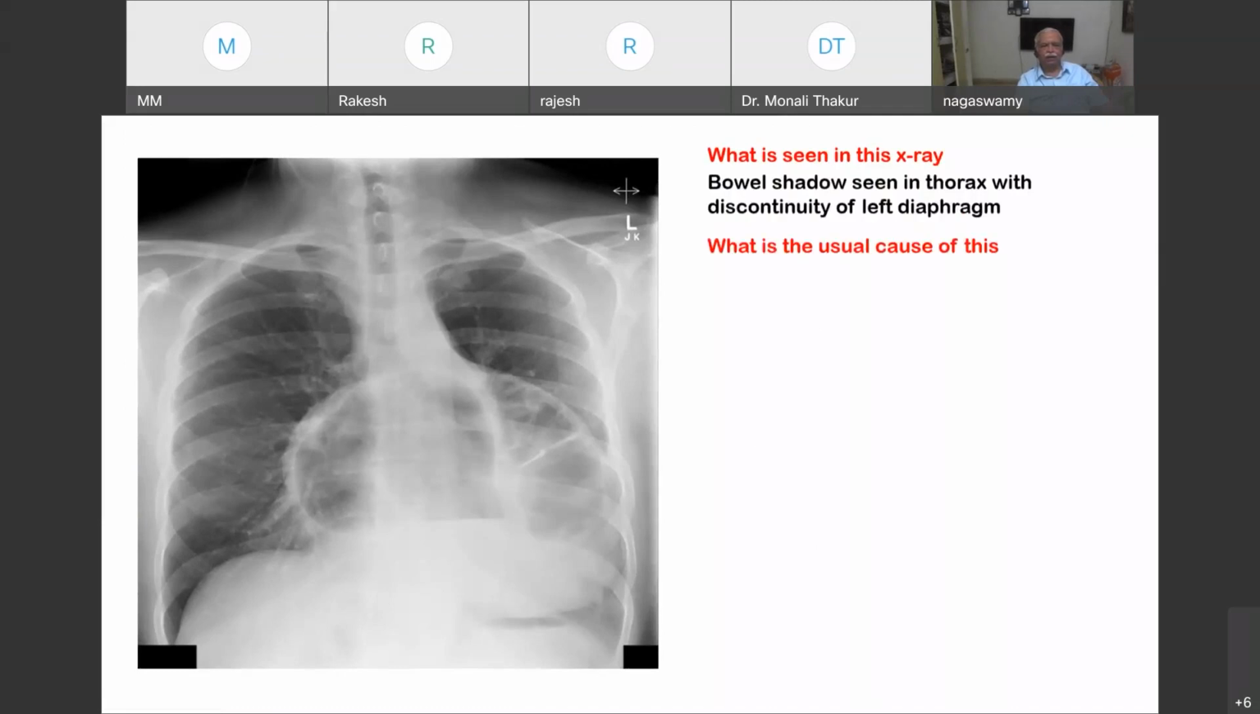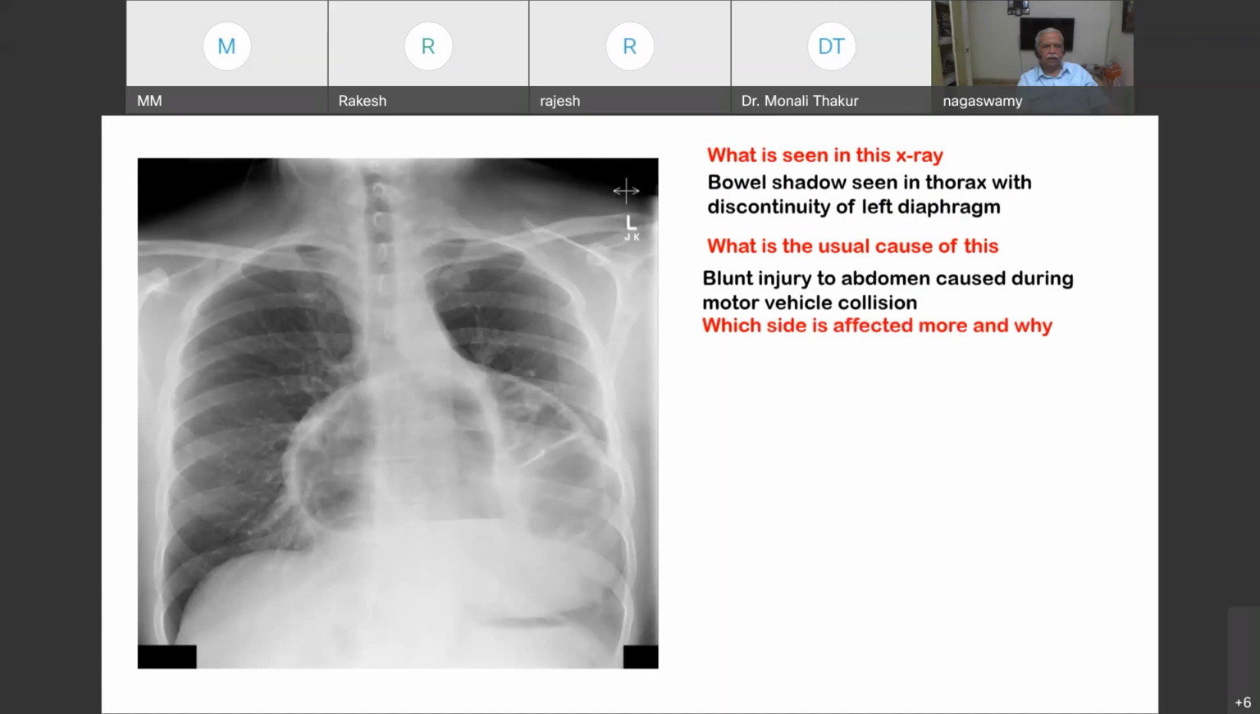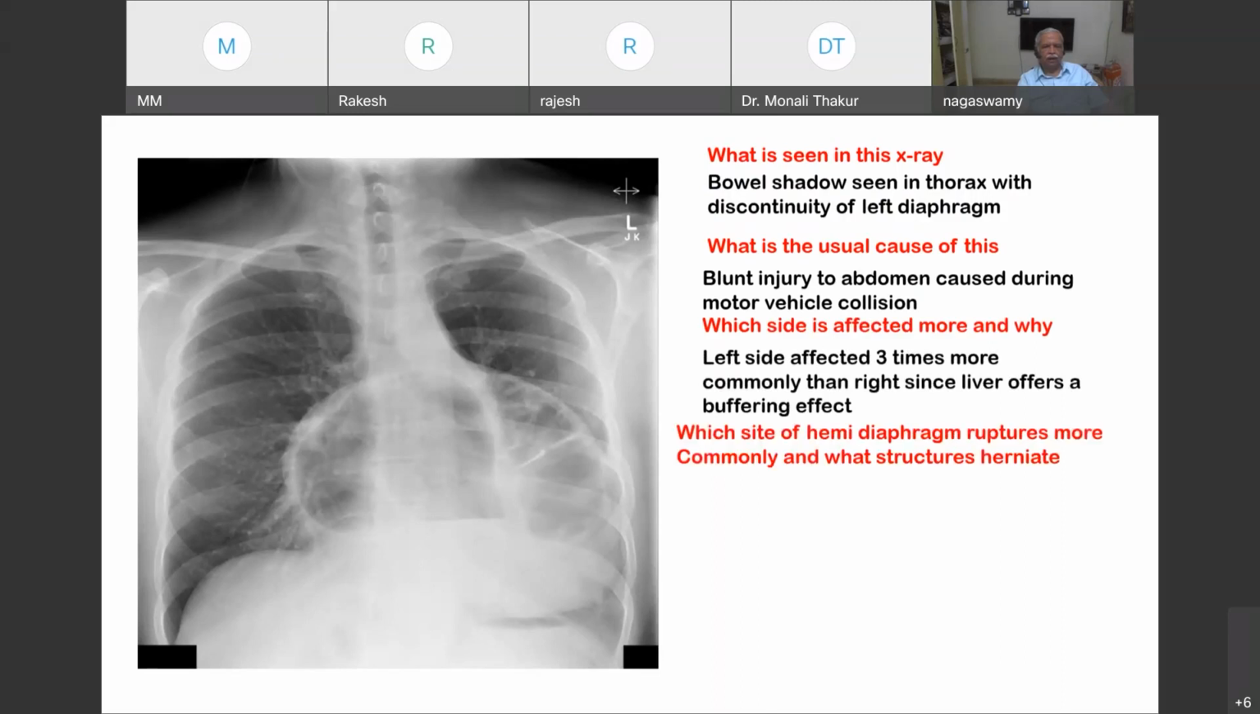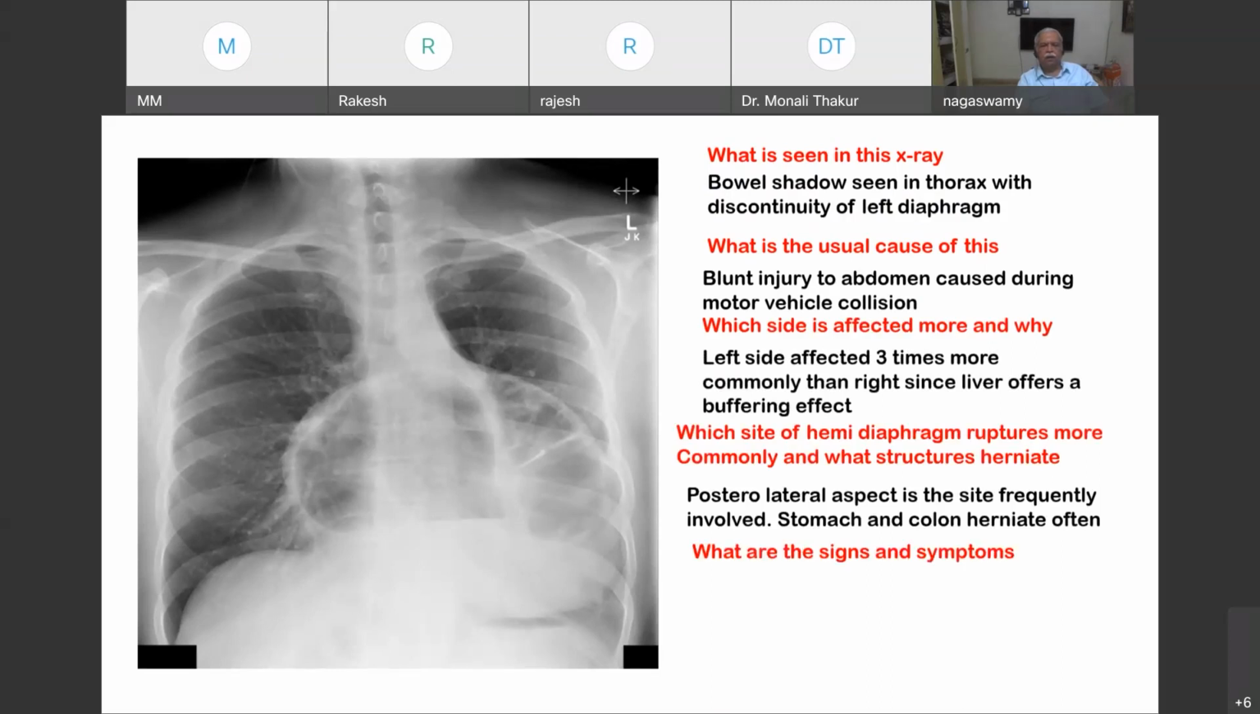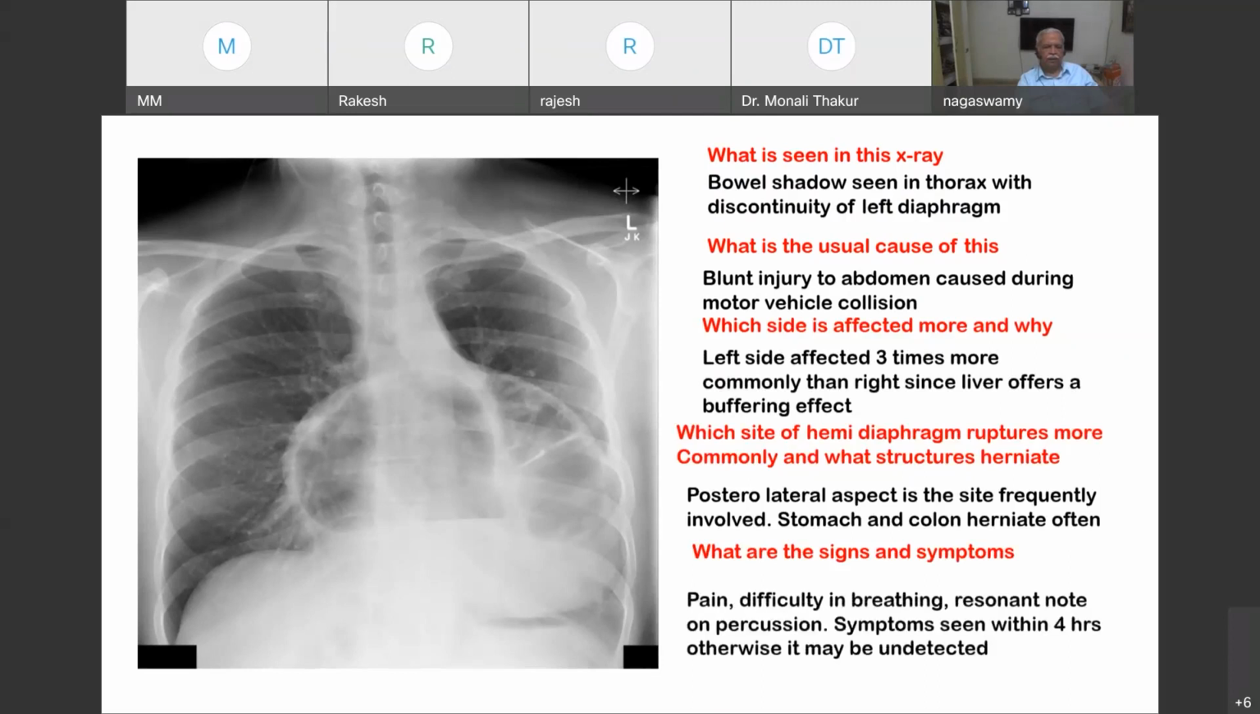Bowel shadow seen in the thorax with discontinuity of the left diaphragm. So what is the usual cause of this? A blunt injury to the abdomen, most probably a motor vehicle collision. The affected side is mostly the left side, because that is the common area where you will get the injury. And the posterolateral aspect, that is the Bochdalek area of herniation. The signs and symptoms will be pain, difficulty in breathing, and you can have a resonant note on percussion, and also you can auscultate bowel sounds in the chest.